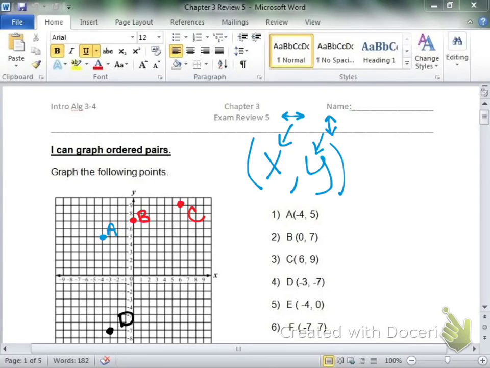Number 5, point E is at -4, 0. So I'm going to go left 4, up and down 0. So I'm still actually on the x-axis at the -4. That's point E. And then number 6, point F is left 7 and then up 7. So let me start out. Left 7 and then up 7. And then we label that point with an F.